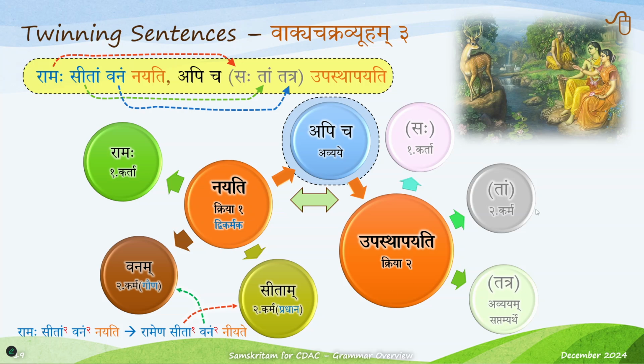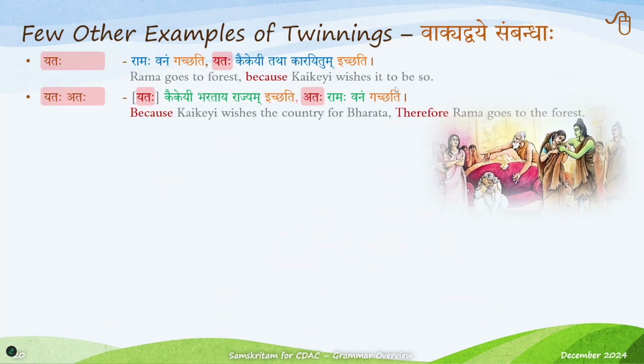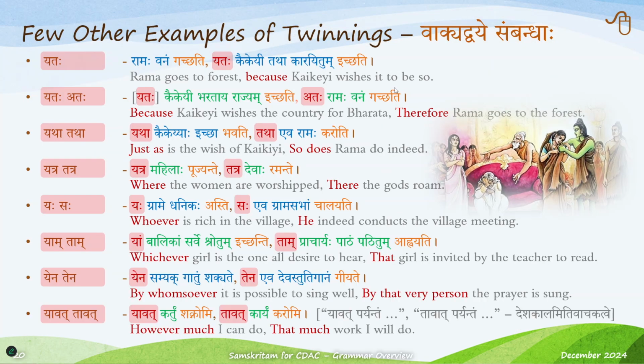Of course we saw that in a more colorful sense, but the focus is on the sentence. Then we saw quite a few possibilities. I'll open up all of them, we'll go through. So yataha, like due to, because, that sense. Ramaha vanam gacchati yataha kaikeyi tata karayitum ichati. Because Kaikeyi desired, so Rama went to the forest.